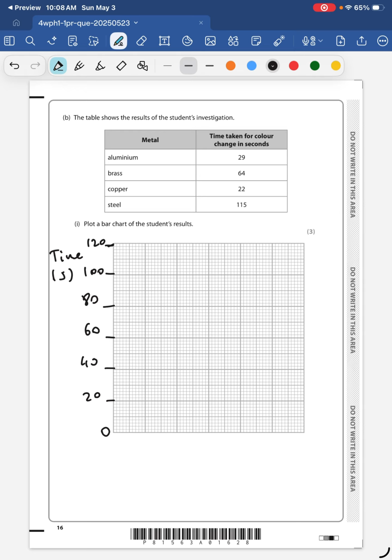So let's start with aluminum. Let's use yellow for aluminum, no particular reason. So 29 seconds, we see that this is going to be 30. So every little box there is 2. So 20, 22, 24, 26, 28. So we have to go somewhere there. The idea is that it's between the middle of 2 of the little ticks, if that makes sense. Okay, so that's the aluminum.